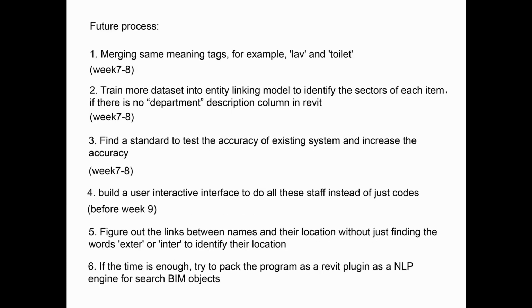For the future process, I will first merge same-meaning tags, for example, loo and toilet, this week and next week. Secondly, I will train more data into the entity linking model to identify the sectors of each item if there's no department description column in Revit. Then I will find a standard to test the accuracy of the existing system and increase the accuracy. And then I will build a user interface to do all this instead of just code.